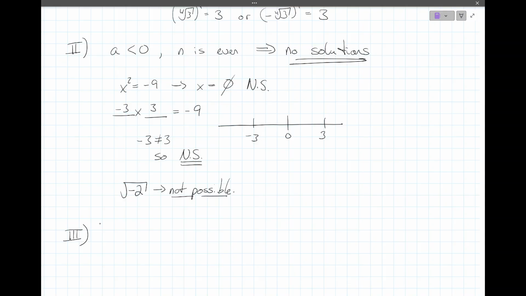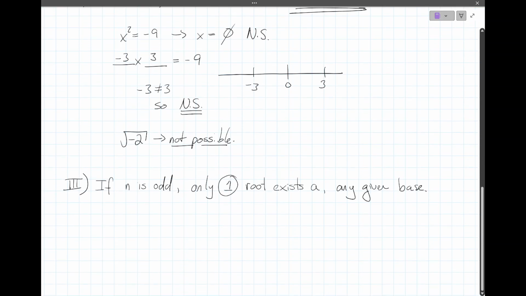Last one, or second last principle: if n is odd, so if we have odd exponents, there is only one root for a. Only one root exists for any given base. So anytime I have an odd exponent, it has only one root for any given base. It doesn't have a negative and positive pair.